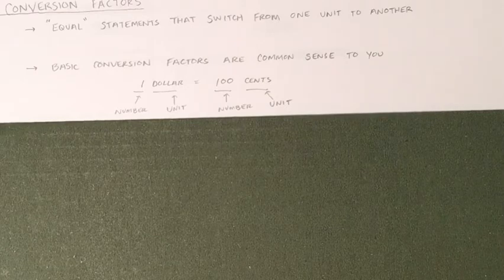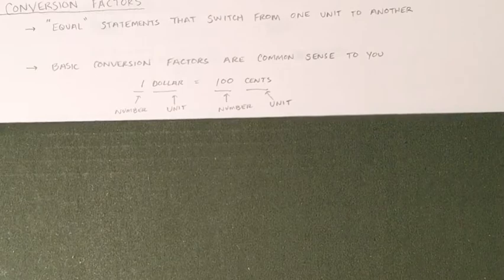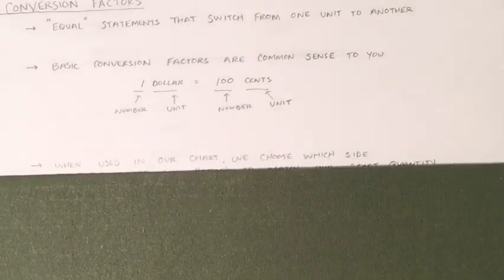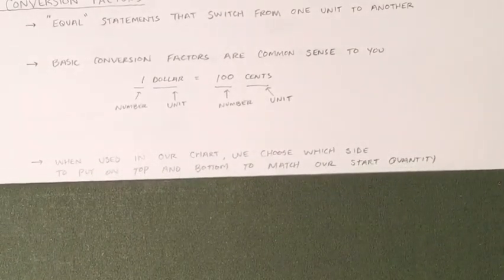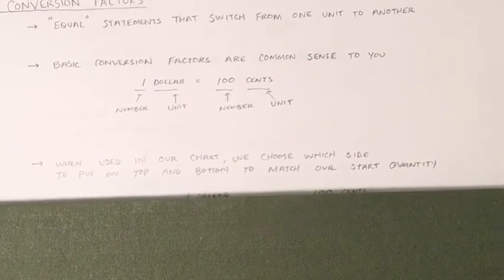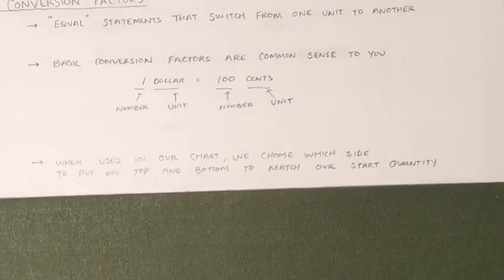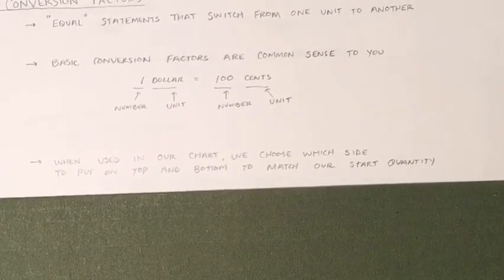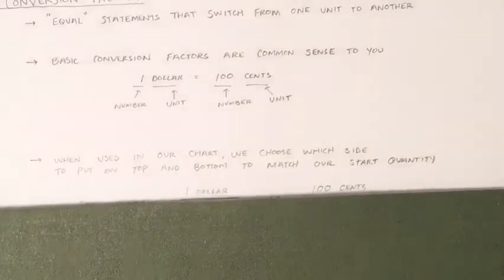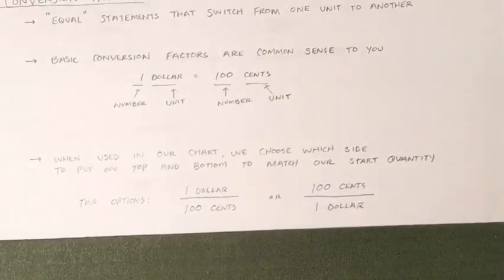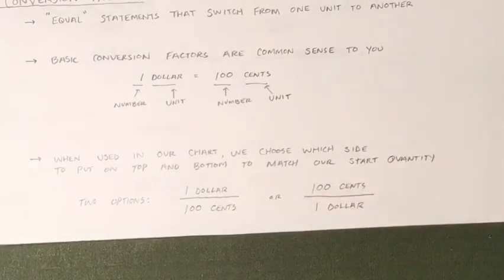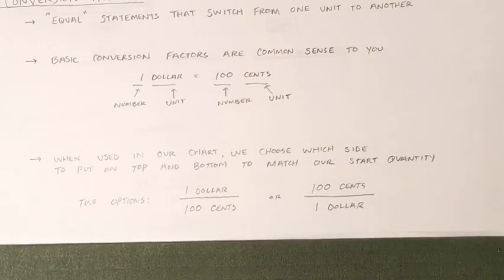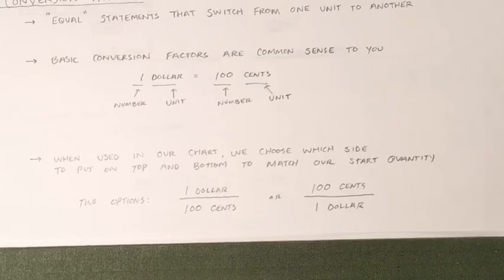So a conversion factor is a gateway to switch from one unit to another. When we use it in our chart, we choose which side to put on top and which side to put on the bottom to match our start quantity. So if we look at this conversion factor up here, $1 equals 100 cents, when we line it up in our chart, we've got two options. We can put $1 at the top and 100 cents at the bottom, or 100 cents at the top and $1 at the bottom. This will depend on what our start unit is and what our goal is.